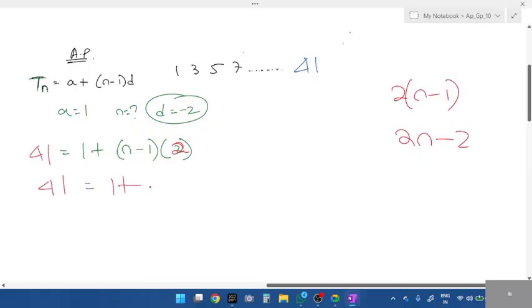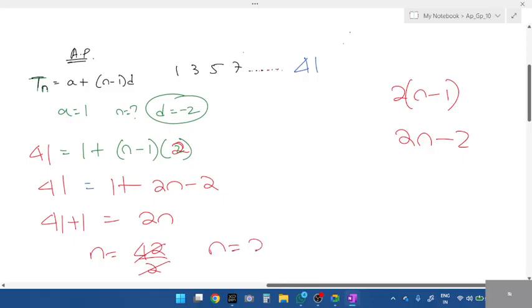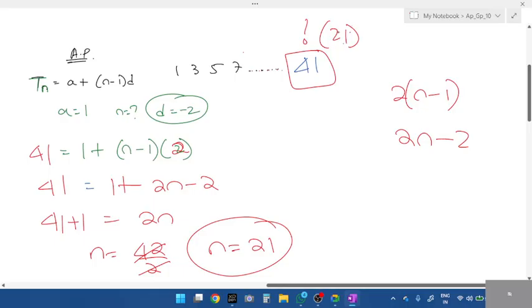41 is in which position? 1 plus 2n minus 2. Keep 2n as it is. Shift this minus 2, and what is 1 minus 2? Minus 1. Minus 1 goes to the other side and becomes 41 plus 1, so 2n is equal to 42, and n is equal to 42 divided by 2. So this n is 21, which means this 41 is in which position? It's in the 21st position. Is this clear? All of you understood how to find n value?